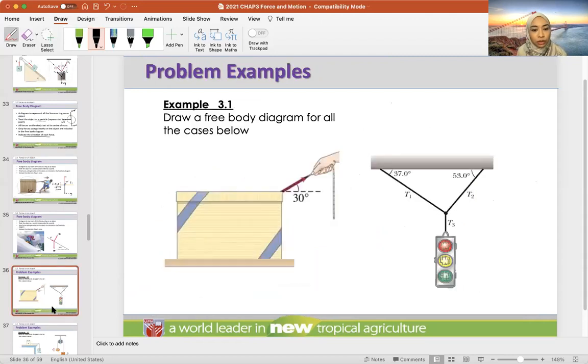Okay, example 3.1. Draw the free body diagram for all cases below. Okay, let's do it. So we start with the center of mass. What do I have here? mg. Okay, downward. mg is going downwards. Okay, please tell me the direction sekali. What else do we have? Normal force. Direction? Upward, 90 degrees with respect to, perpendicular to the table.